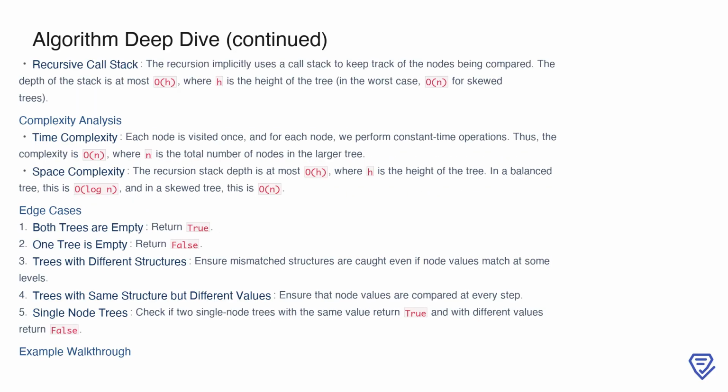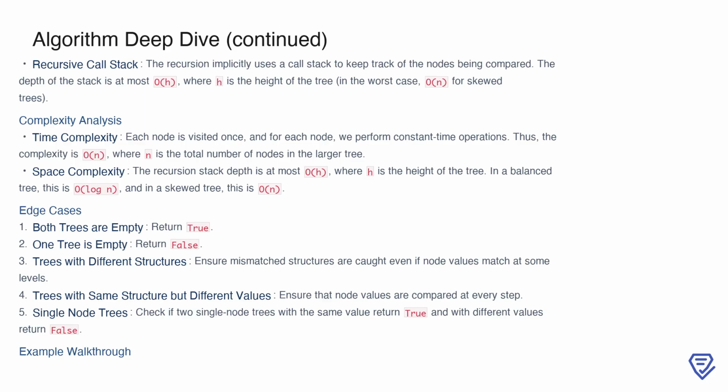Recursion, while powerful, relies on the call stack to manage its progress. Each recursive call adds to the stack, and the maximum depth of the stack corresponds to the height of the tree. In a balanced tree, this depth is proportional to O(log n), but in the worst case of a skewed tree, it can grow to O(n), where n is the number of nodes. This space complexity is a direct result of the recursion. For the time complexity, the algorithm visits each node exactly once and performs constant time operations for each node, leading to an overall time complexity of O(n).